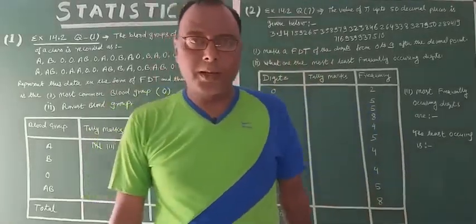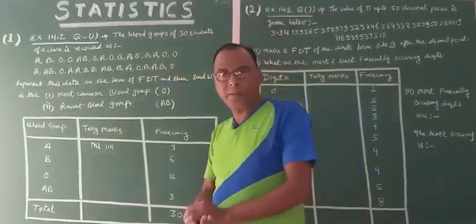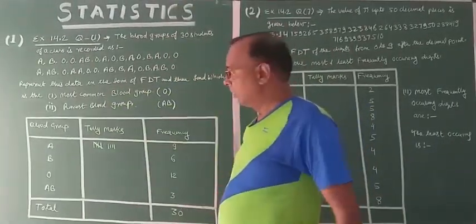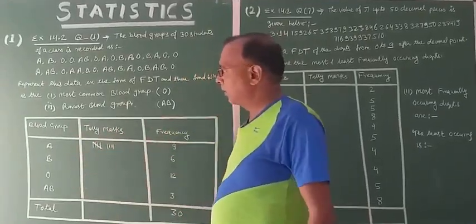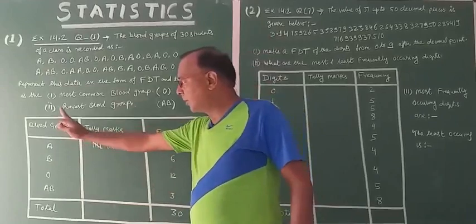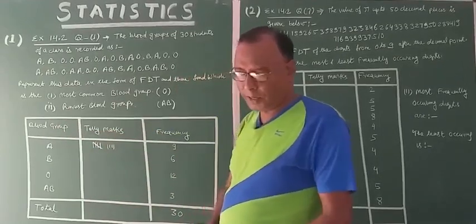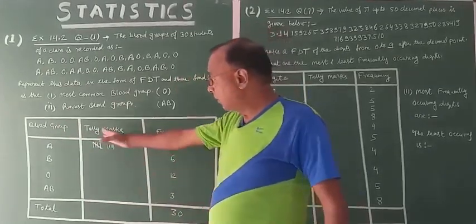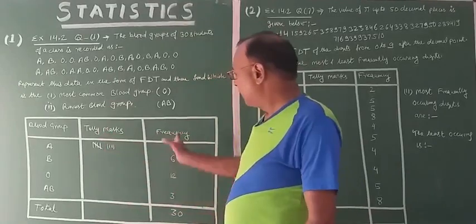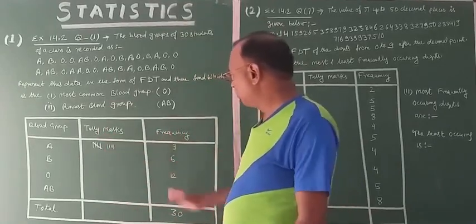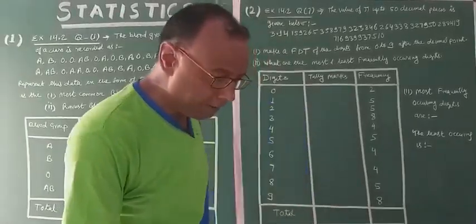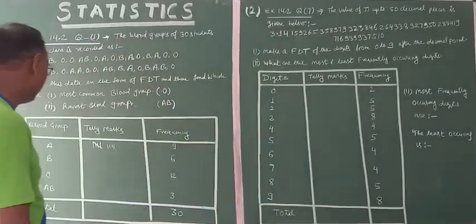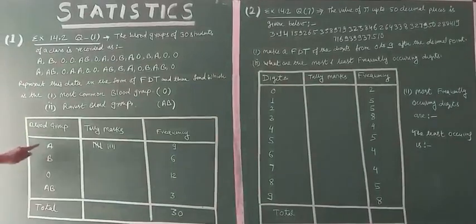So we have to construct the frequency distribution table. So we will make these 3 columns. In the first column you will write blood groups, okay. In the second one you will write the tally marks, and in the last you will write frequency. So these are our blood groups: A, B, O, AB. Tally marks are there.